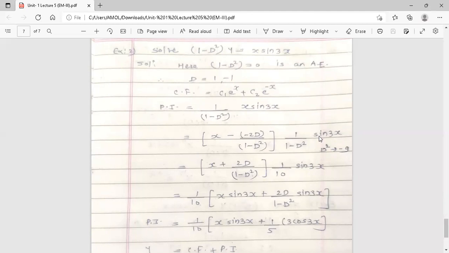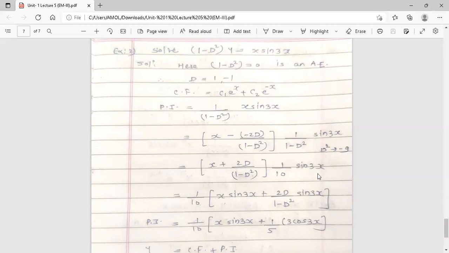You use the case 2 formula, when there is a trigonometric function, and in that case we replace the term of D square by minus a square. So here the value of a is 3, so its square is 9, so replace D square by minus 9, and so the term is 1 minus minus 9, which means 1 plus 9 is 10, into sine 3x. Now this 1 upon 10 is a constant term, so you write that constant term outside the bracket.